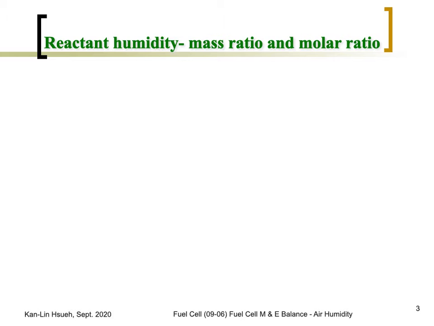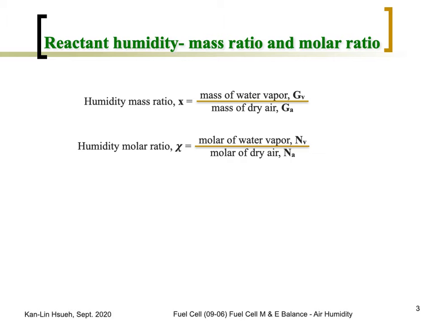About air humidity, you can actually find it on the website. There are a lot of textbooks that talk about it. Here I just briefly introduce those things. First, the humidity can be divided into the absolute humidity and the relative humidity. In the absolute humidity, there are two ratios: one based on the mass ratio, and the other based on the molar ratio.